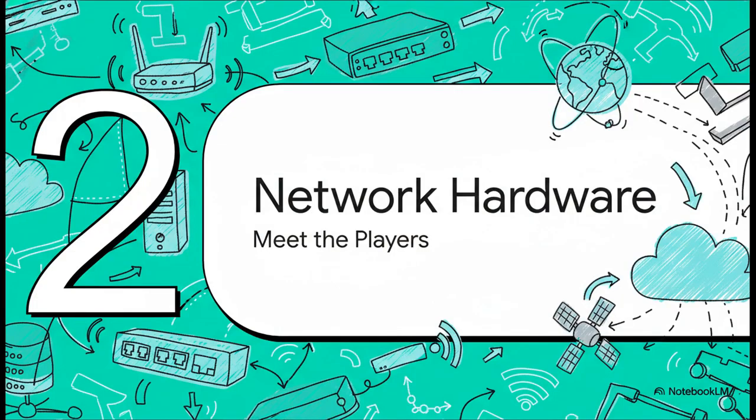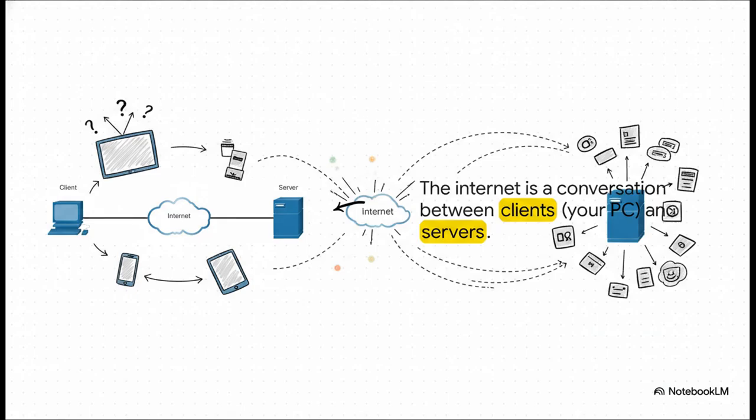All right, so now we've got the language down. Let's meet the actual hardware that's doing all the talking, the physical gear that makes up the internet. At the very highest level, the internet is basically just a conversation between two main players, clients and servers. Your computer, your phone, your smart fridge, those are all clients. They're the ones asking for information. And the powerful computers they're talking to, those are the servers, the ones holding all the websites and the data.